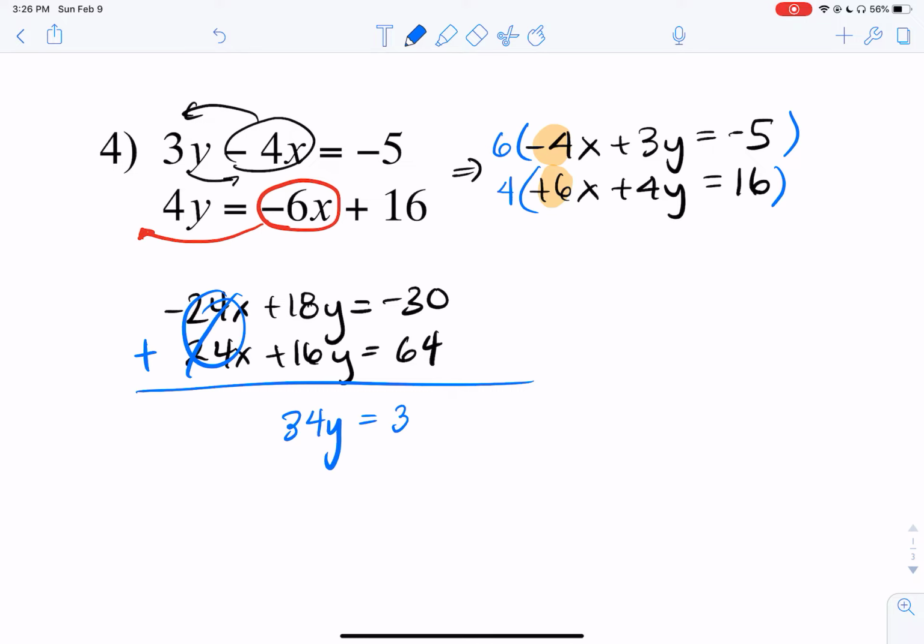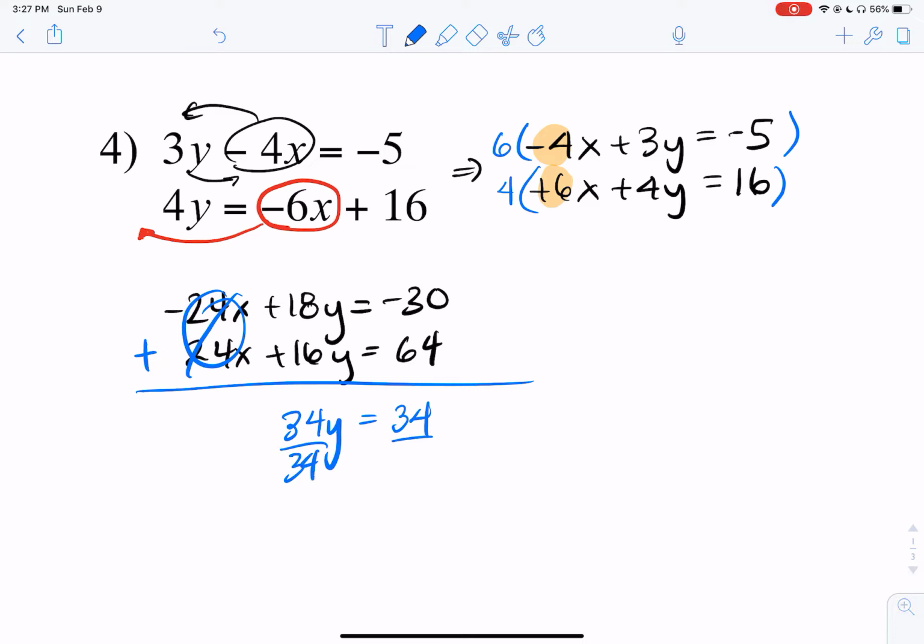Hold on. Negative 4x plus 3y is equal to negative 5. Positive 6x plus 4y is equal to 16. So multiplying all of this, we end up with negative 24x, 18y, negative 30, 24x, 16y, and 64. Yes, 4 times 16 is 64. So adding 18 and 16, that's equal to 34. And 64 minus 30, it's 34. Sorry, I was doing my math wrong. So that is going to be 34. Sorry, I was having a little mental slip right now. But in fact, it is going to equal 34.